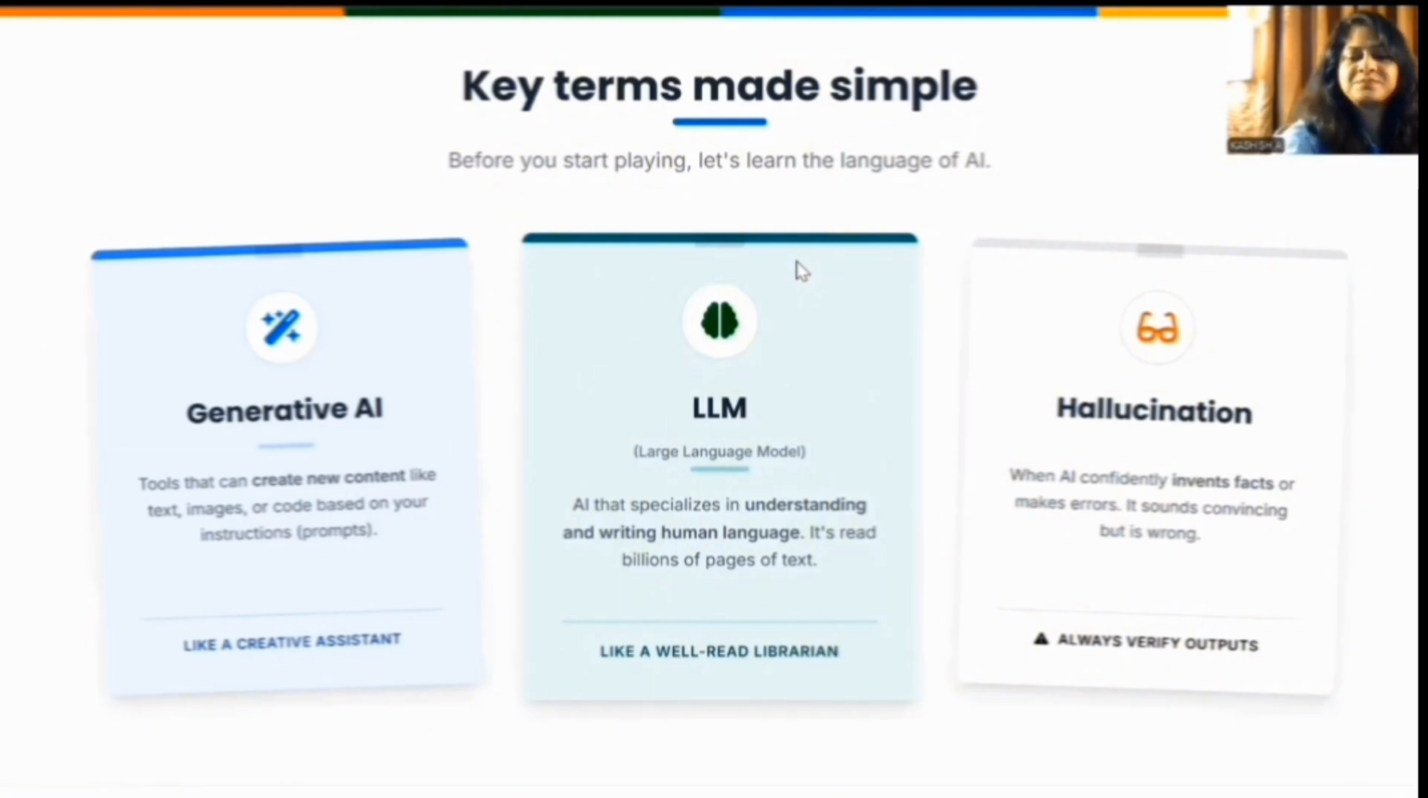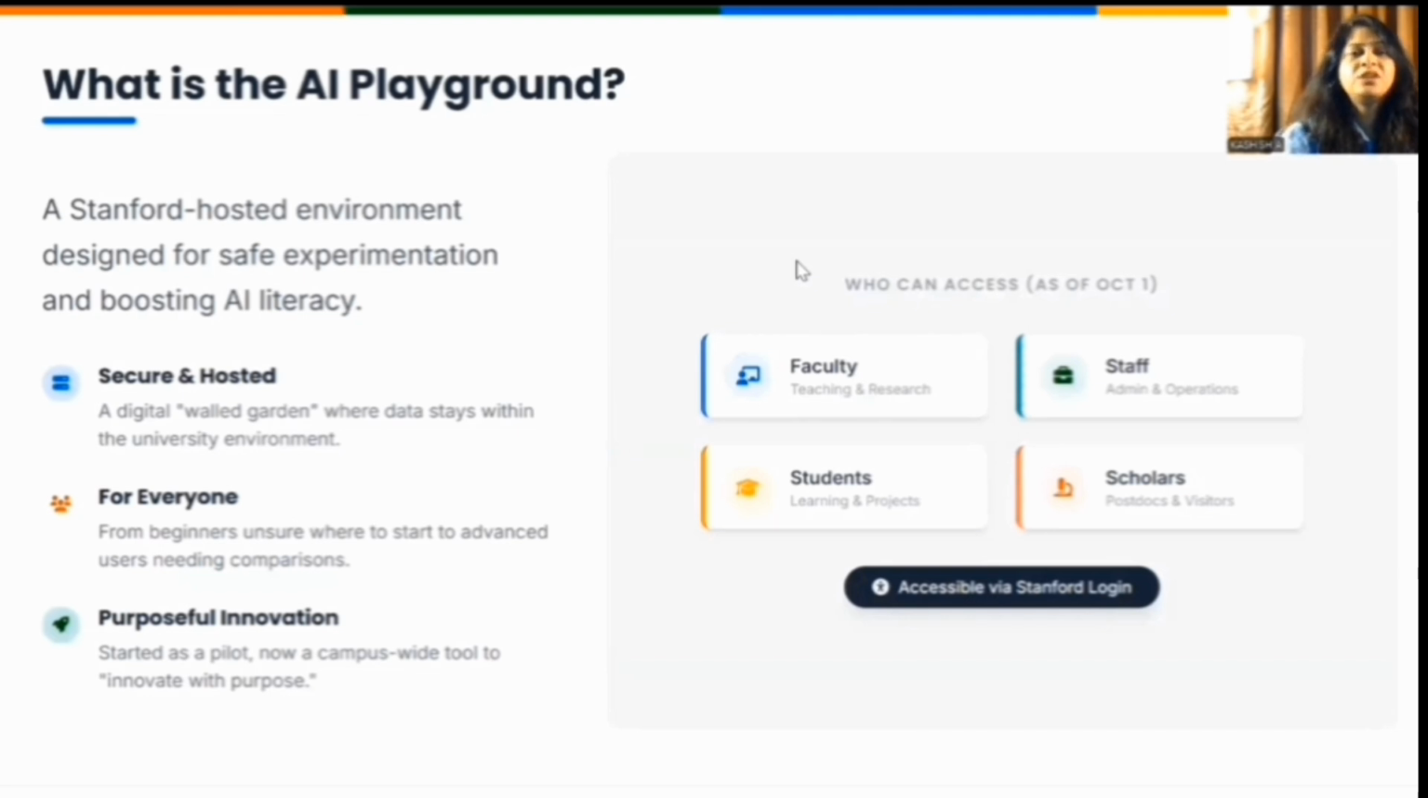We need to understand what the AI playground is. First of all, we got the information on generative AI. What is AI? How does it help? How does it take the input, and sometimes how does that hallucination happen? Now we are going to focus on the AI playground, a Stanford-hosted environment designed for safe experimentation and boosting AI literacy. For that, they have created a playground where, in a very safe manner, you could learn AI and utilize AI for solving your day to day office or education issues.